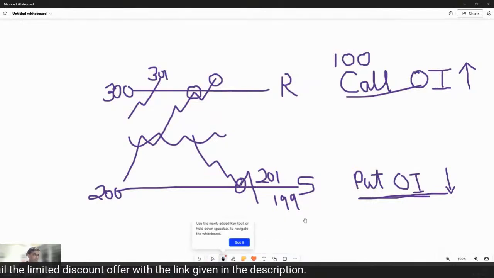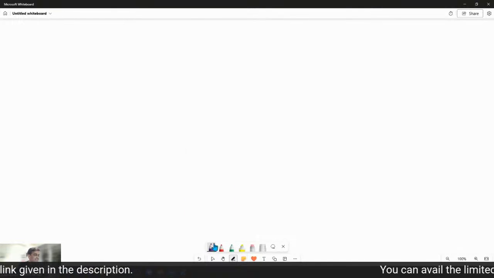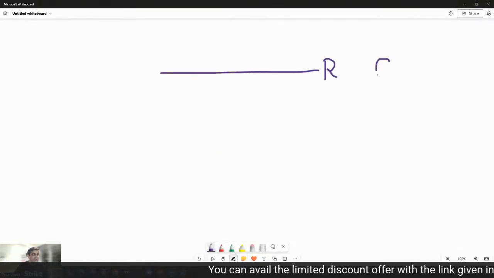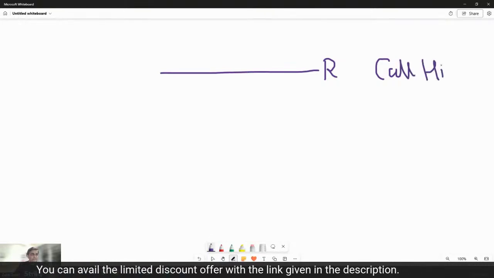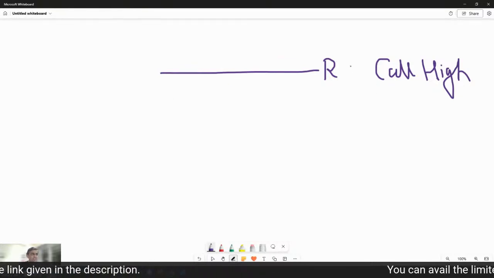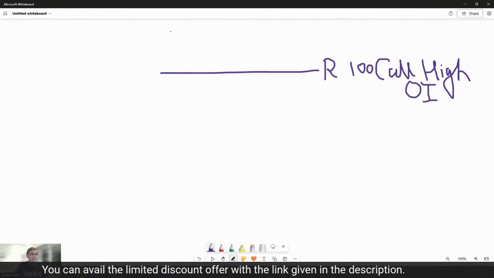Let me take a new page over here. So let's say resistance is something where the call OI is highest. Okay. Call OI is highest. Now what we want is, let's say this particular strike is 100. At the 100 strike, the call OI is highest. Call OI, open interest. All right.